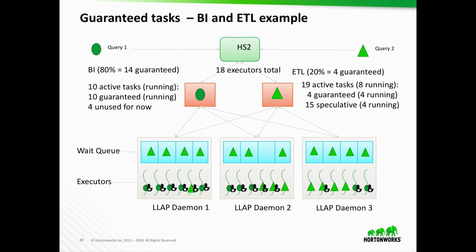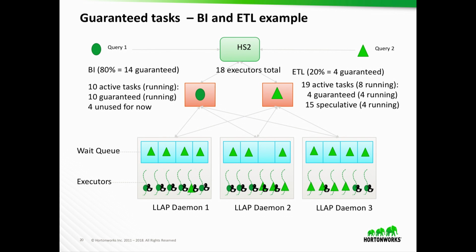Then a second query comes into the system, it goes to the ETL pool, and then it's planned, and it comes up with a requirement of 19 tasks, right? From these 19 tasks, we have only 4 slots available because that's all that was allocated to it. So we assign those guaranteed slots to this query. So it has 4 of them running, and now it has 15 tasks which are still pending.